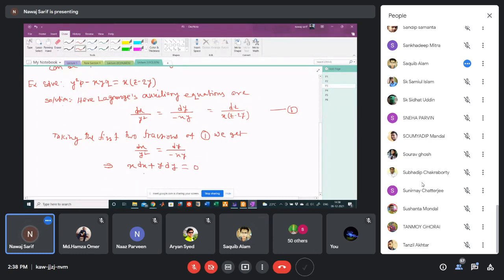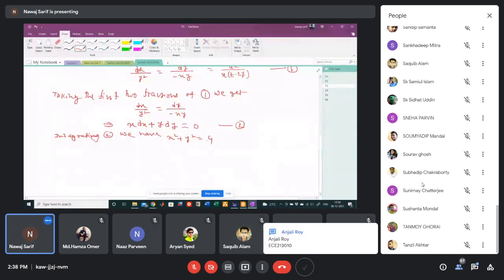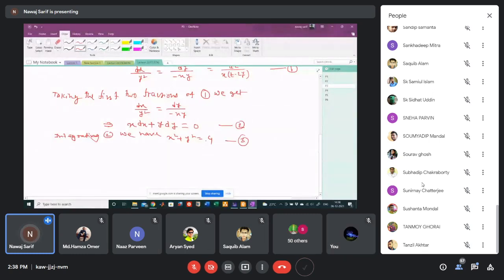So now integrate this. So x square by 2, y square by 2. Integrating, we have x square plus y square equals to c1, okay. You can write the arbitrary constant as your choice. Put this as equation number 3. So this is your first solution. Now we have to find another solution, okay.